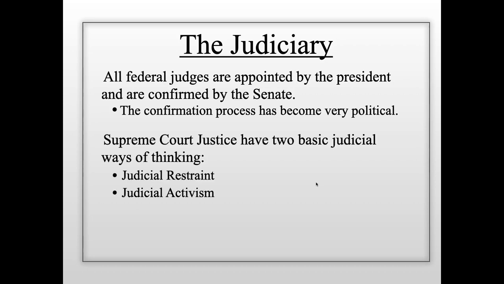Supreme Court justices have two basic judicial ways of thinking. They have two basic ways of looking at the law and of shaping the law, of thinking about the law. One is called judicial restraint. One is called judicial activism. Judicial restraint is a very conservative way of thinking about the law. That is the way of thinking that most Republican judges who have been appointed by Republican presidents think about the law. And so the way they think is basically embodied by the title, judicial restraint.